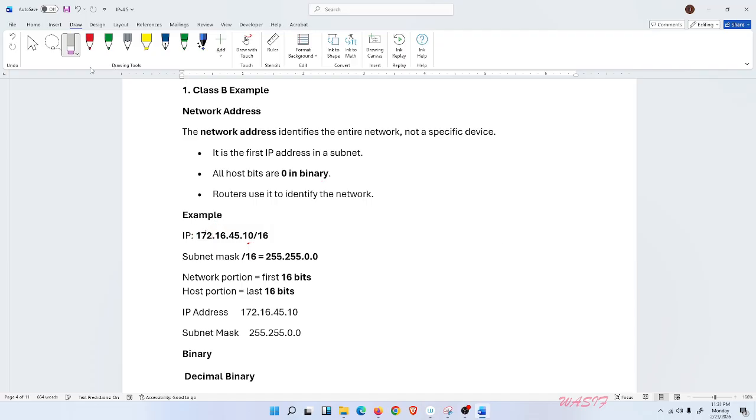For class A, the default CIDR is /8. For class B, the default CIDR is /16. For class C, the default CIDR is /24. For class B, the default CIDR is /16, and the subnet mask is 255.255.0.0.